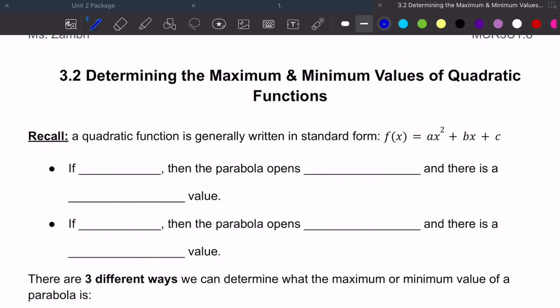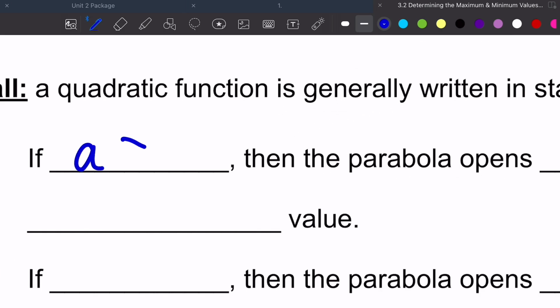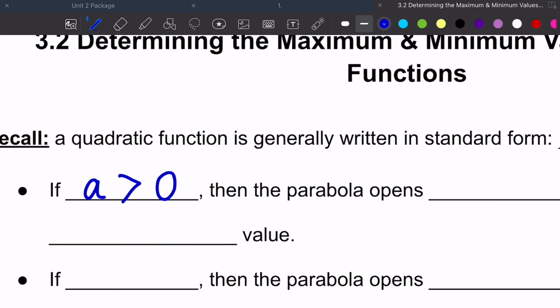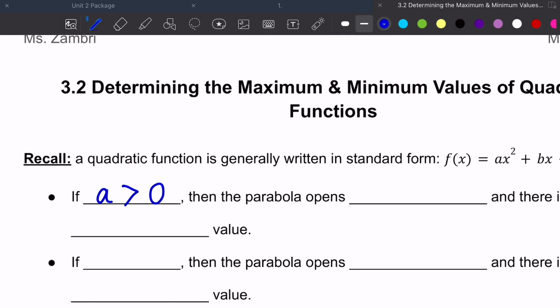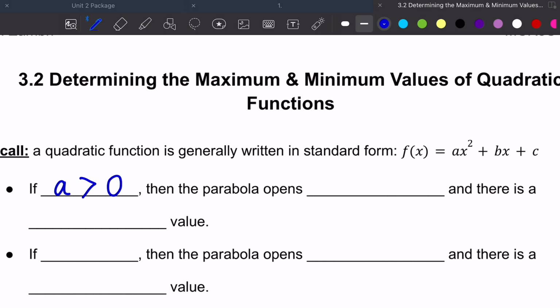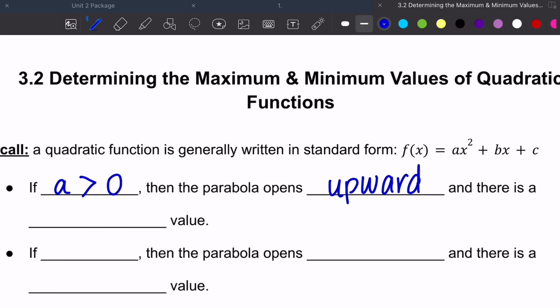So if we're in standard form, which is like this, f(x) = ax² + bx + c, we know that if a is greater than 0, or positive, then it's opening upward. And there is a minimum value. Right, so it'll look like that. So it'll be at the bottom of the parabola. There's going to be a minimum.